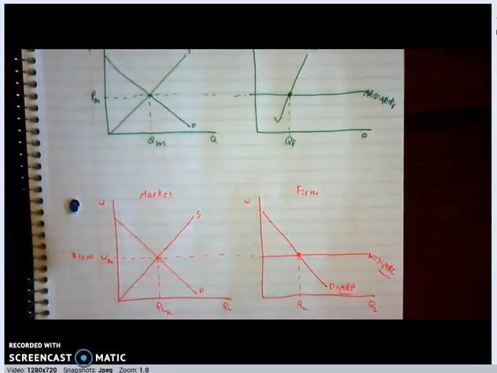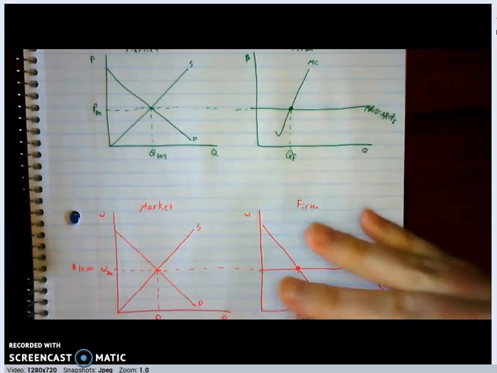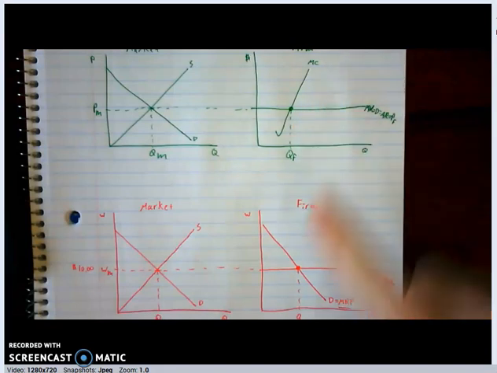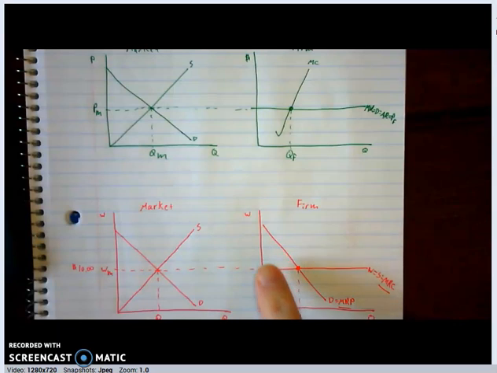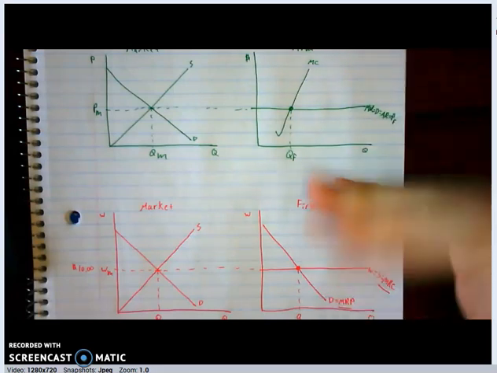And if you look at it, that's exactly what's going on here in these two graphs. Everything is flipped. You have an upward sloping marginal cost curve and then a flat demand curve. Now you have a flat marginal cost curve and a downward sloping demand curve. So everything is a mirror image of itself, okay?